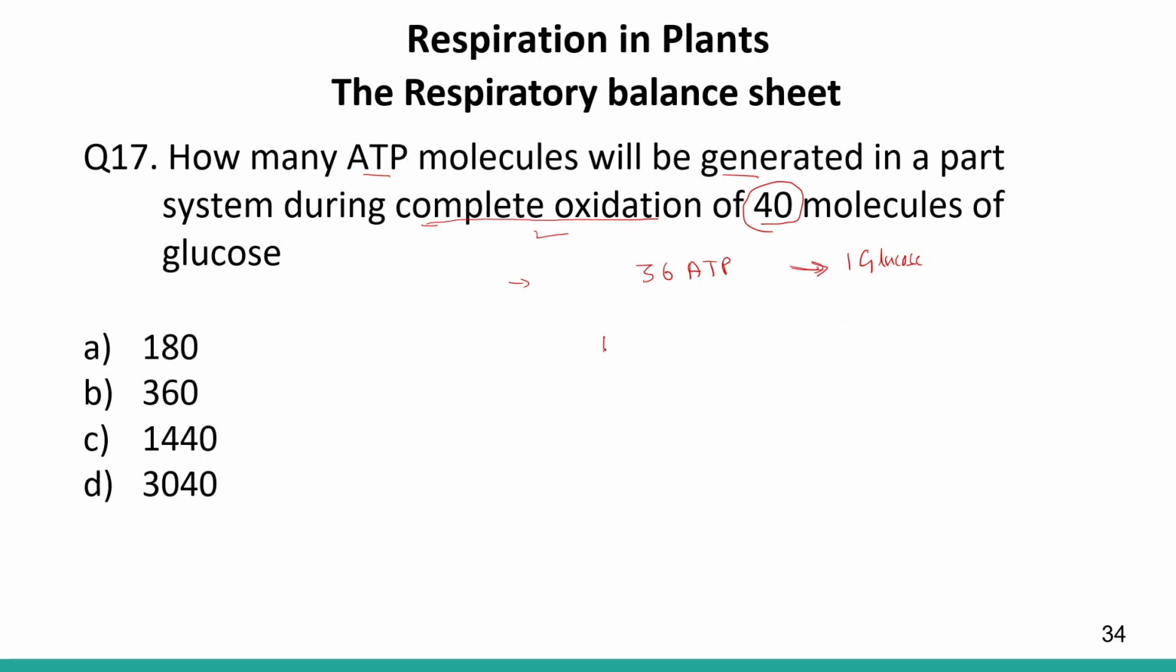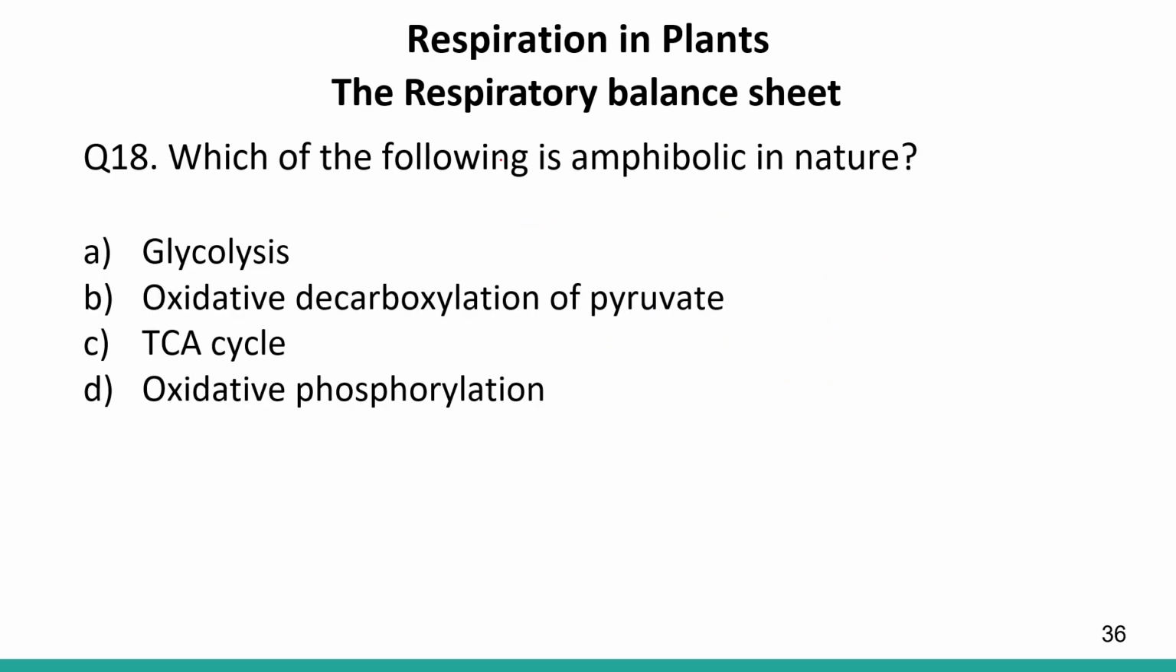So from 40 molecules of glucose, how many ATP will be produced? This is very simple, 36 into 40, which should be 1440. So option C is the right answer.